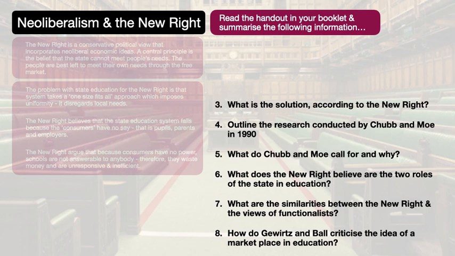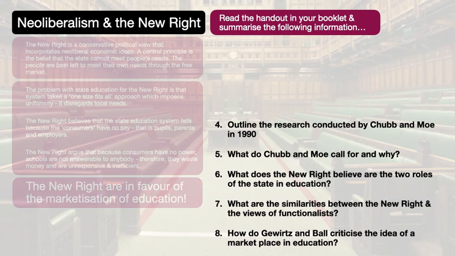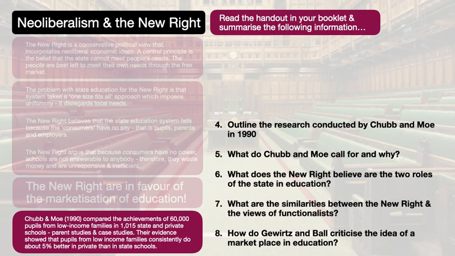So for the New Right, what is the solution? They are in favour of what's called the marketisation of education. And some of these ideas of marketisation were backed up by research, and one of the researchers, I should say, that conducted the research in 1990 were Chubb and Moe in America. So their research was as follows.